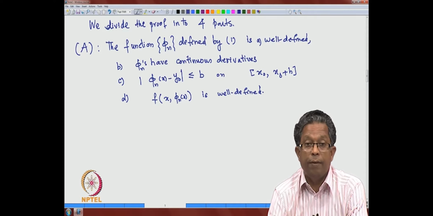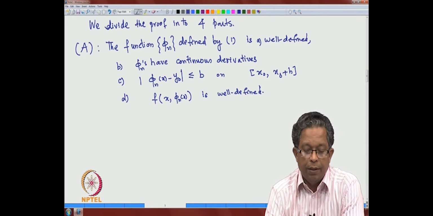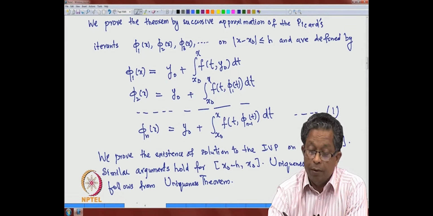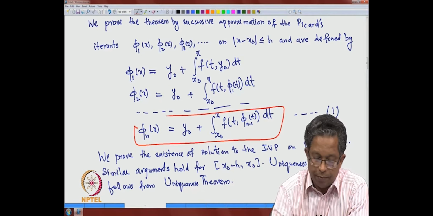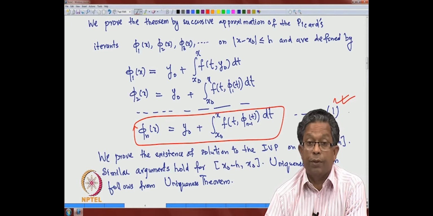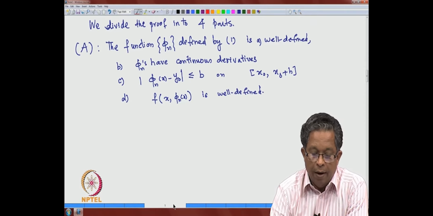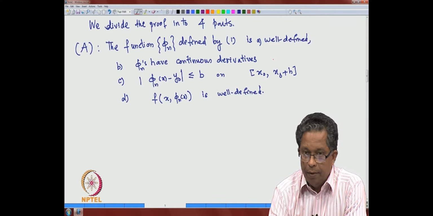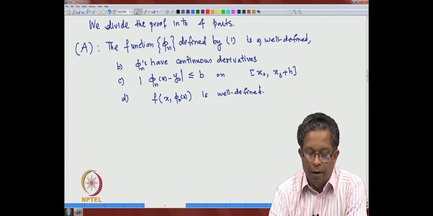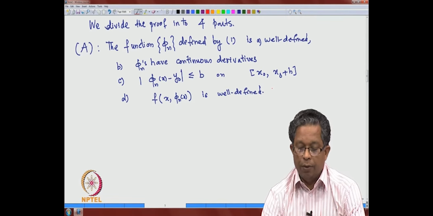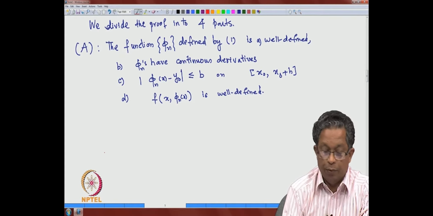In part A, we will prove that the Picard's iterands defined by equation 1, this phi n(x), are well defined, and phi n's have continuous derivatives on the interval x0 to x0 plus h, and phi n obeys an estimate |phi n(x) minus y0| less than or equal to b on this interval, and f(x, phi n(x)) is also defined. That is part A, we will prove it.